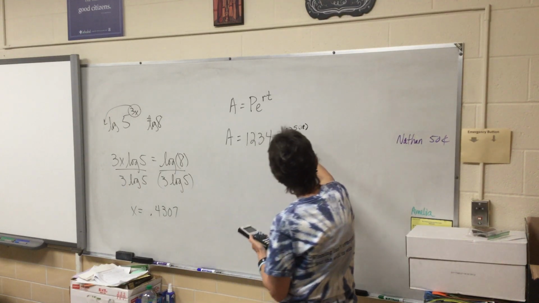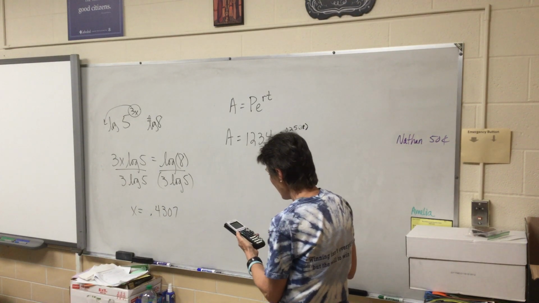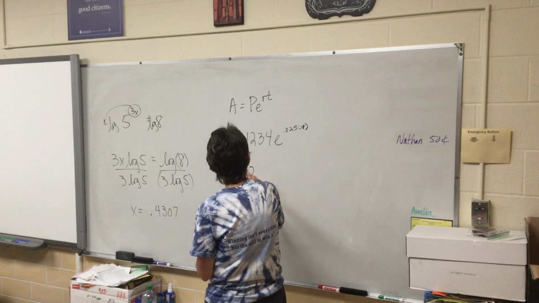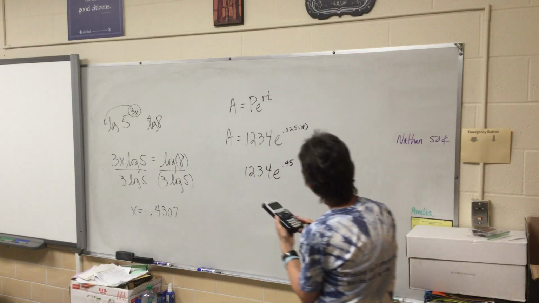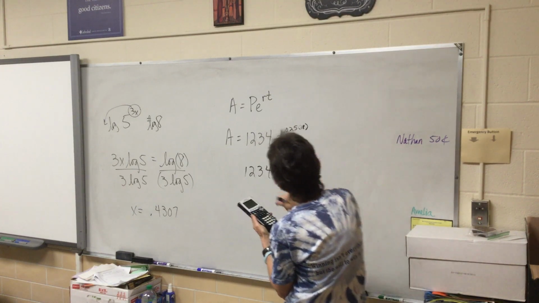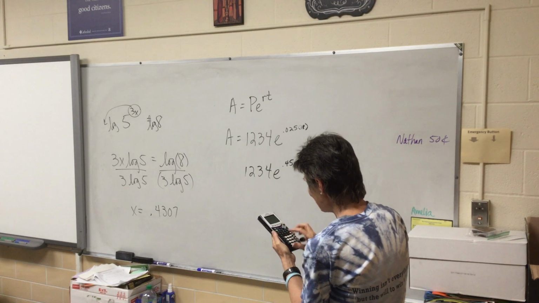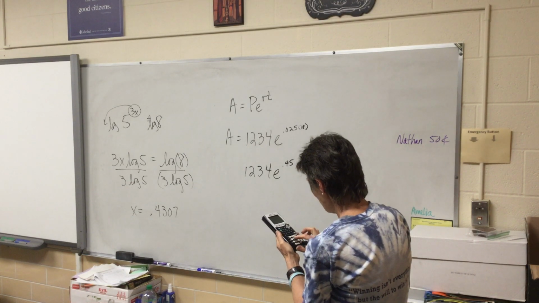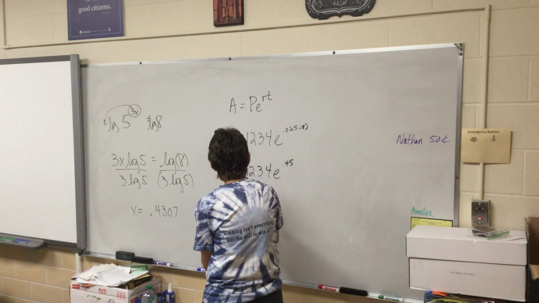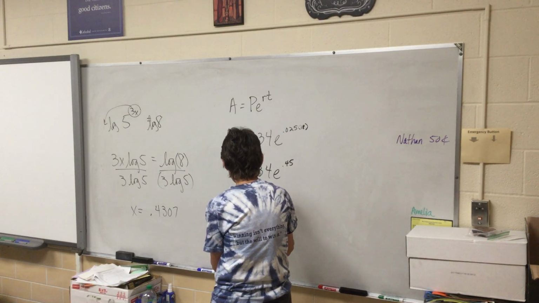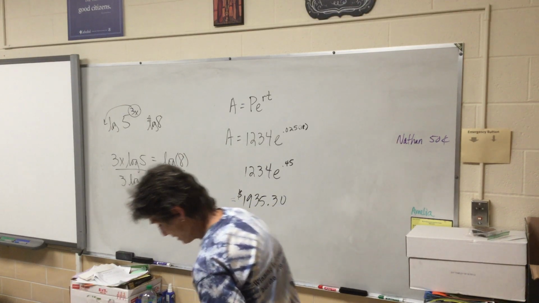You don't have to do this, but I like to take care of that exponent first. You do not have to do that. So I have 1,234 e to the 0.45. I just multiplied those two together. So then I type 1,234, second, ln, 0.45, enter, and it's 1935.30. $1,935.30.